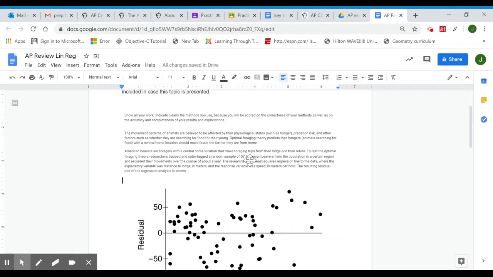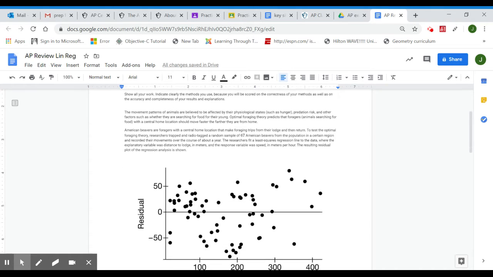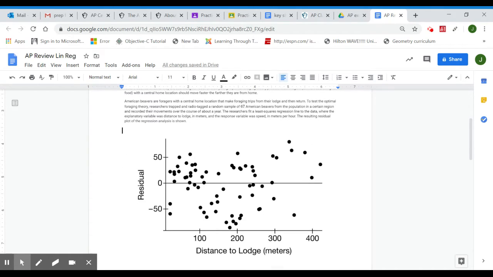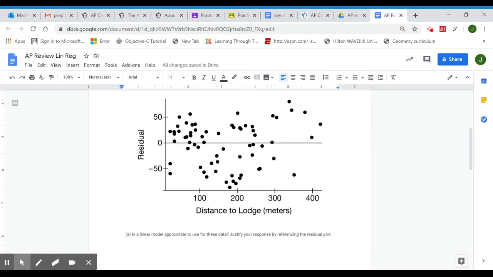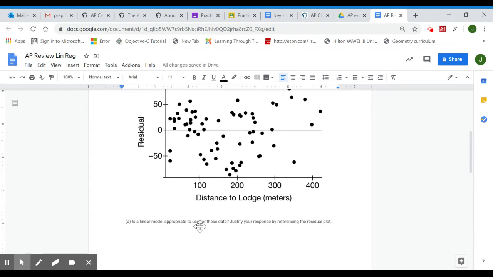Okay, welcome back. So what we have is a random sample of 67 American beavers. Basically, what you're trying to do is see if the further they are from their home, the faster they will move. That's the theory, okay? So the explanatory or the X variable is the distance to the lodge, how far away they are. And the response variable is the speed in which they move in meters per hour. Okay, so here goes. Now, is the linear model appropriate to use for these data? Justify a response by referencing the residual plot.